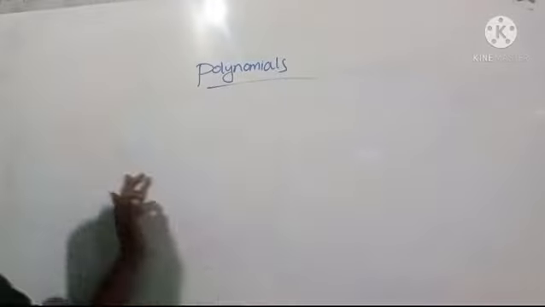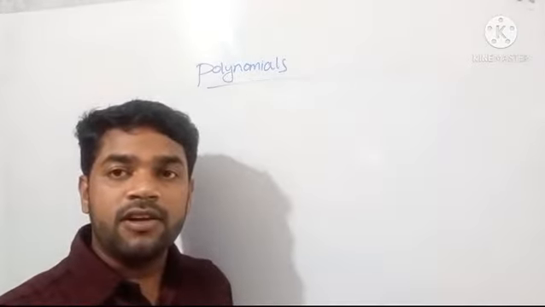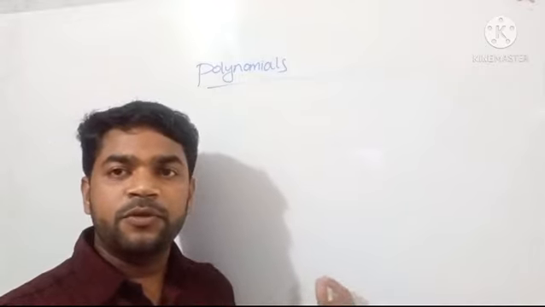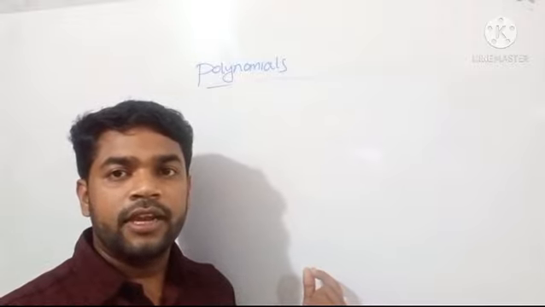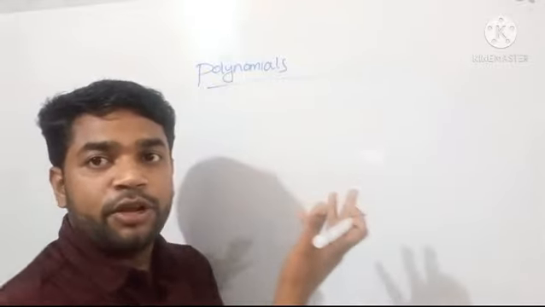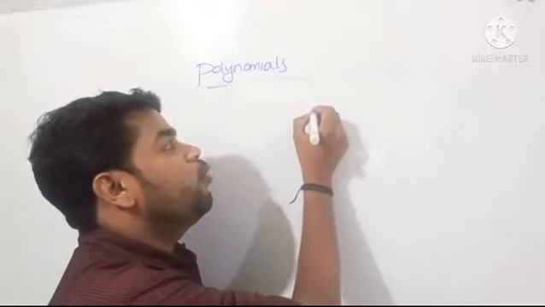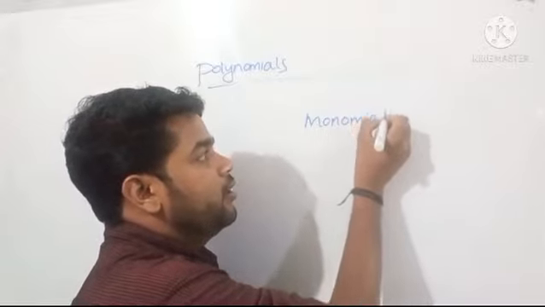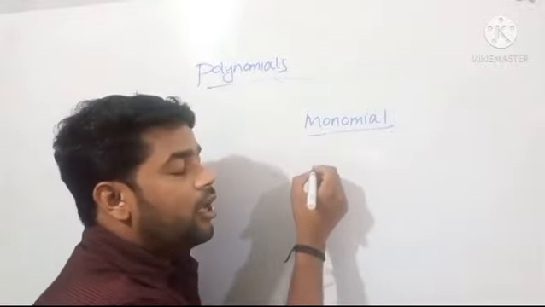So an expression, as I already told, contains variables, constants and numbers. For variables we use English alphabets. Then based on terms, in class 8 you studied that an algebraic expression containing one term is called a monomial. Only a single term, only one term, we call a monomial.